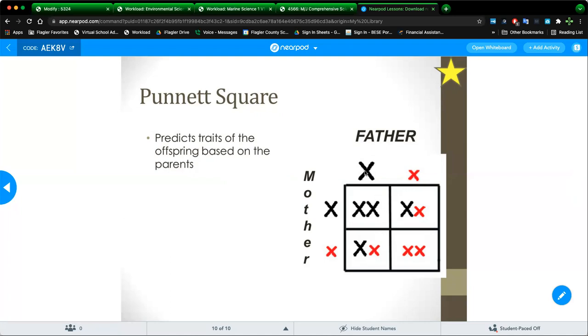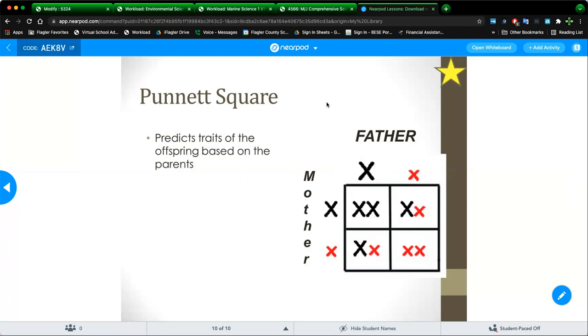And in this example, you have what's called a 3-to-1 ratio. So 3 of these boxes, or 75% of the boxes, are going to have the dominant trait, and one box, or 25%, is going to have the recessive trait. So if these parents had offspring, this is the chance that they would have this specific trait, whatever this trait could be. There'd be a 75% chance they'd have the dominant trait, and a 25% chance they would have the recessive trait.